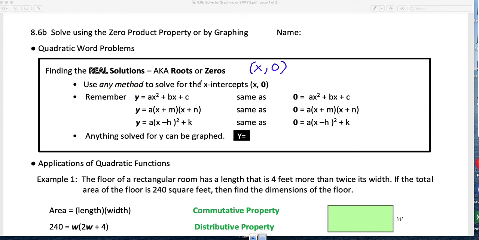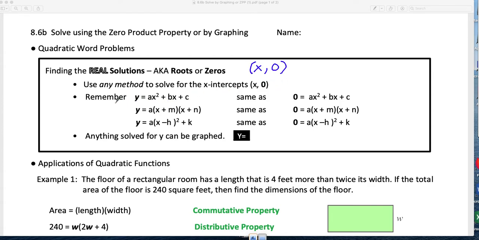So we can use any method we want. Right now we know two methods to find the x-intercepts. We know how to do it by graphing them with the calculator and using the x-intercept in the calc function, or we can factor them, set each factor to 0, and solve for x. That is known as the zero product property.